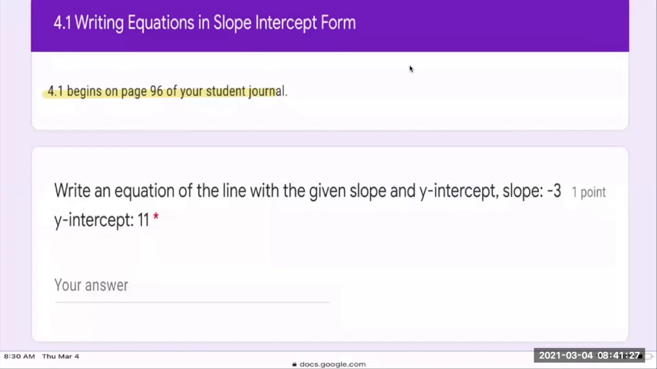So you'll see 4.1 begins on page 96 of your student journal. Like I said, you can always go back to those videos and rewatch it. So on this particular question, it says write an equation of the line with the given slope and y-intercept. Slope is equal to -3, y-intercept is equal to 11. So the goal on this one is we're writing the equation in y equals mx plus b form. So you need to remember what slope is and what y-intercept is.